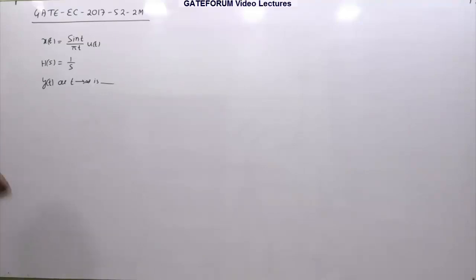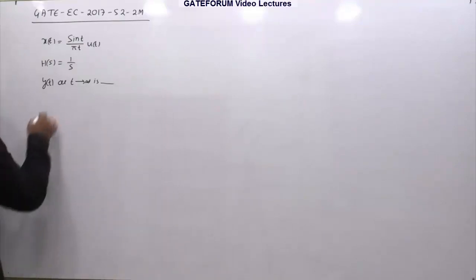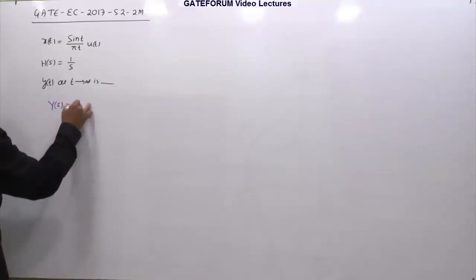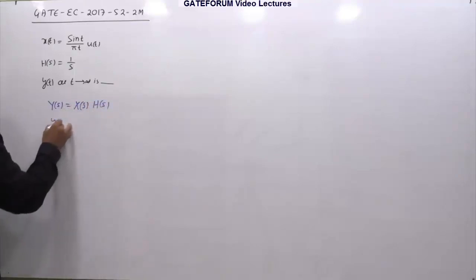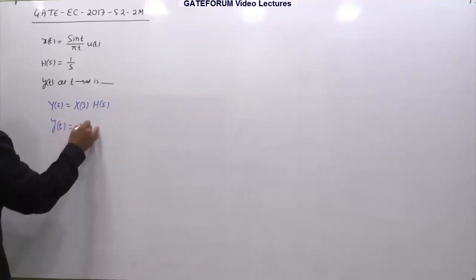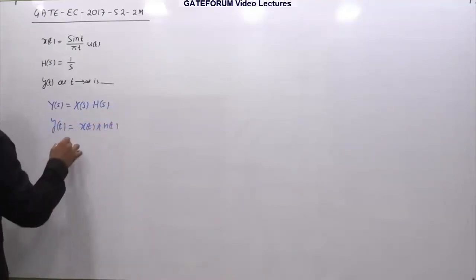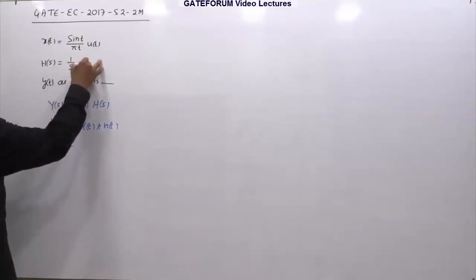We have to find it, right? Okay, so you know very well, in frequency domain we write Y(s) = X(s)·H(s), or in time domain the equivalent equation is y(t) = x(t) convolved with h(t).